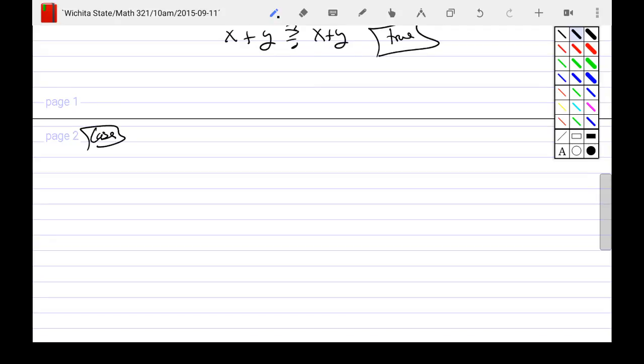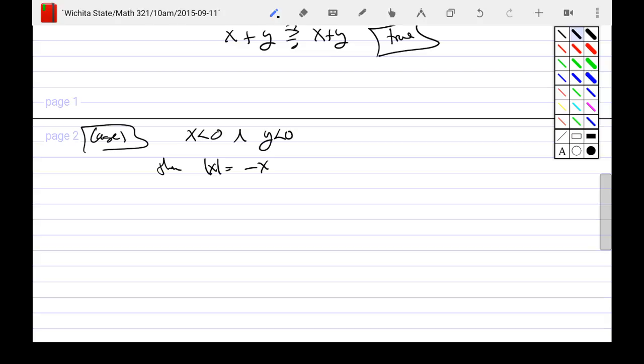Case one is x is a negative and y is a negative. Okay, if that's true, what's the absolute value of x? Minus x. Why? I have to make it positive. It's a negative number. I need to make it positive. It makes it positive by throwing an extra minus on it. And by the way, minus x is a positive.